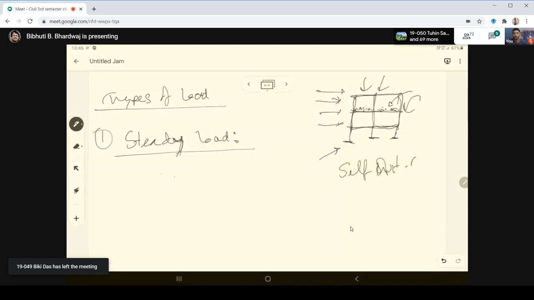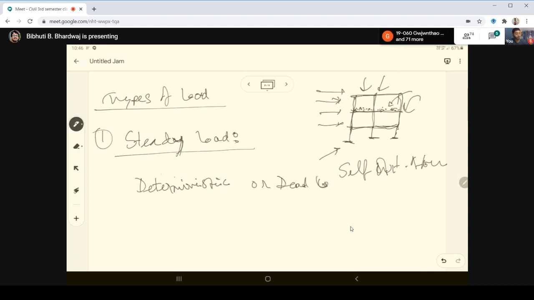So under steady load, you write down: these loads don't change with respect to time. They are also known as deterministic or dead load. Dead load means the weight of the structure, that you remember. You will be using these terms in detail in your higher semesters. What is dead load? What is deterministic load? But why is it deterministic? Because it is very easy to calculate.